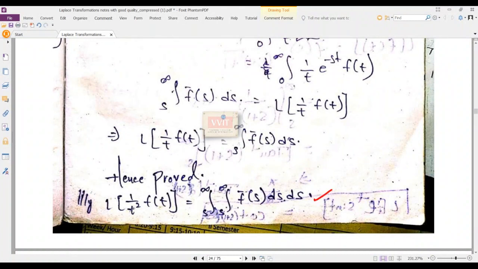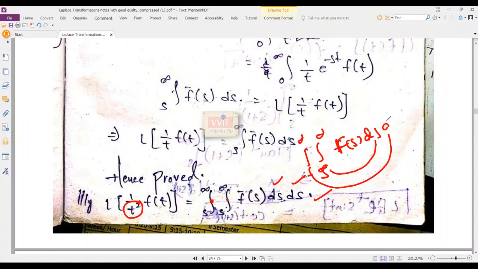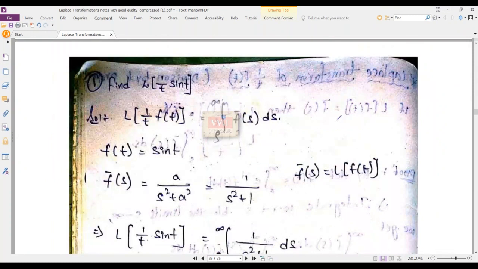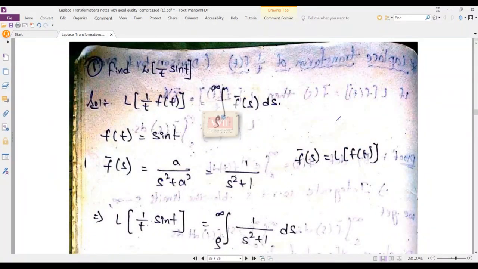Similarly, if t square is there, division with t square, I need to integrate twice with respect to s, ds. But here some people may commit a mistake. They'll write integral s to infinity, integral s to infinity, f of s ds. Guys, for every integral, the variable with respect to which you are integrating is mandatory. So here ds is missing. Some people are habituated to miss the ds, and their marks will be deducted. Don't become a reason for yourself to lose marks. Each and every mark is important, friends.